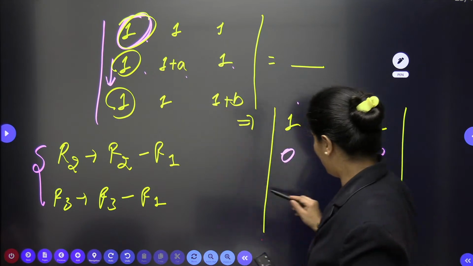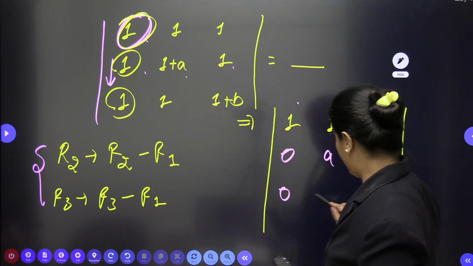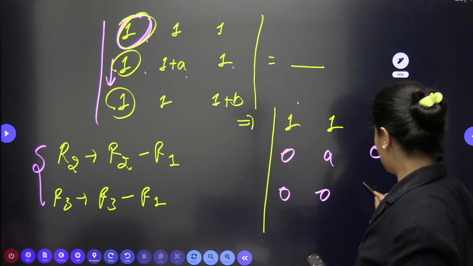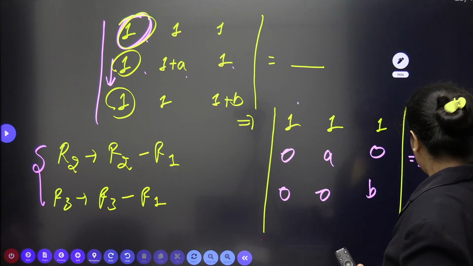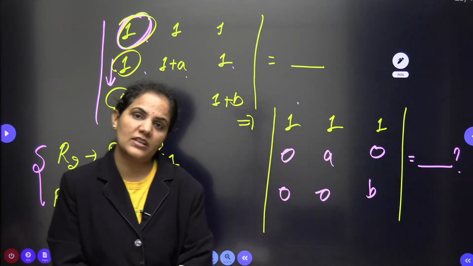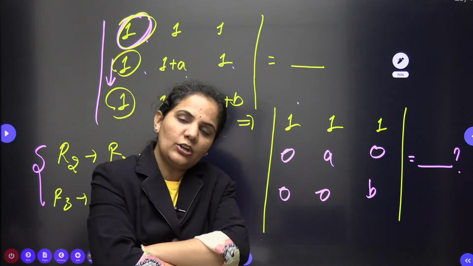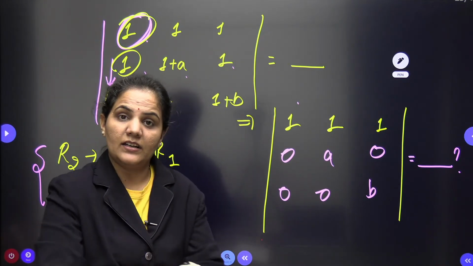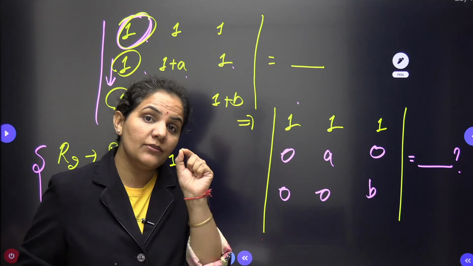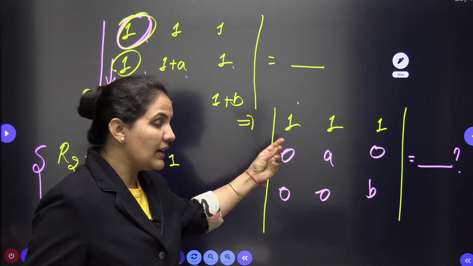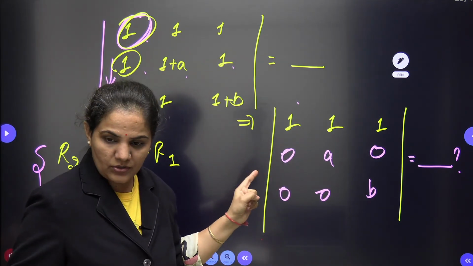Here it will become 1 minus 1 = 0, 1 minus 1 = 0, 1 plus b minus 1 = b. Now children, can you tell me the determinant of this matrix? Tell me. Can you tell me the determinant of this matrix now? Yes, 100%. Within 15 seconds, you can find out the determinant of such type of question.